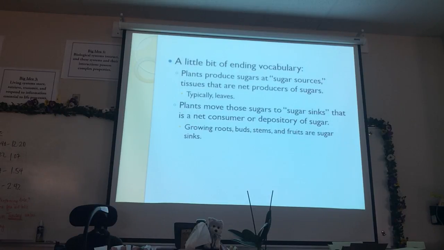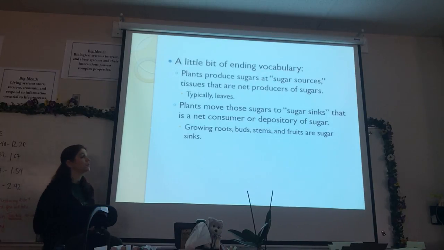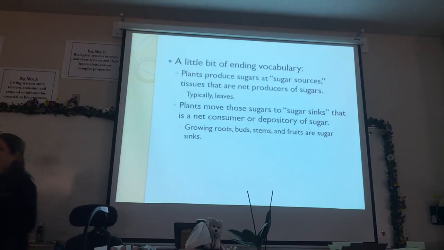Last slide, just to give you a little bit of vocabulary that's a little bit odd. Sources and sinks. Okay, a source is where sugar comes from in a plant, and a sink is where it goes to. So plants are producing sugars at these sugar sources. Those are typically leaves, okay, the place where photosynthesis is happening. And plants move those sugars to sugar sinks. Those are going to be the consumers or depository of those sugars. And for us, that could be roots, buds, stems, fruits. All of those things are sugar sinks.